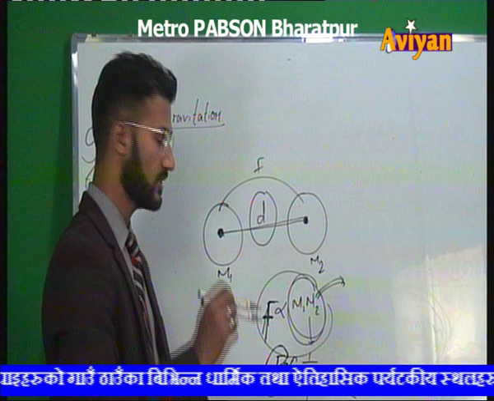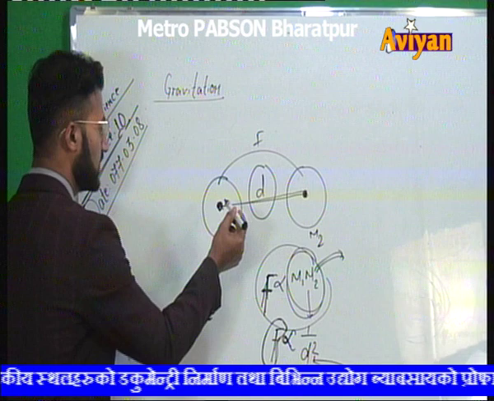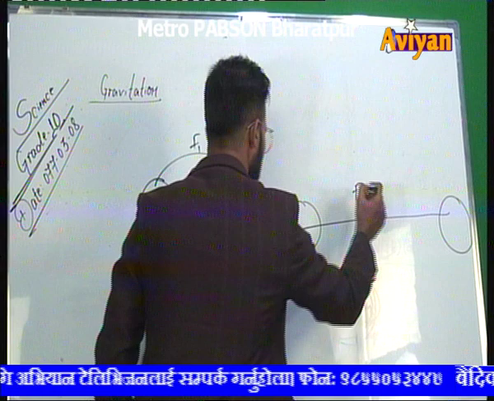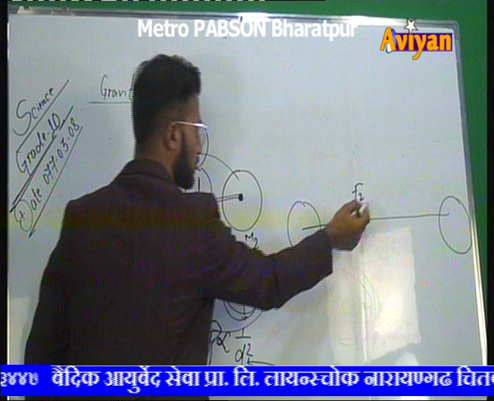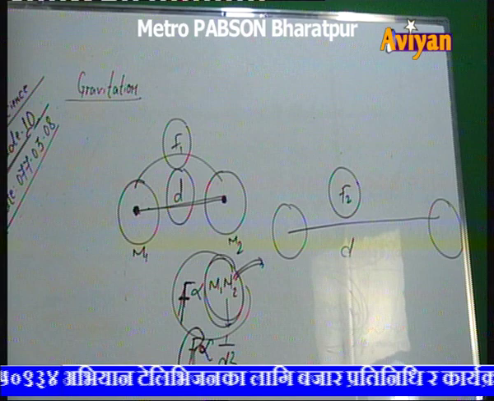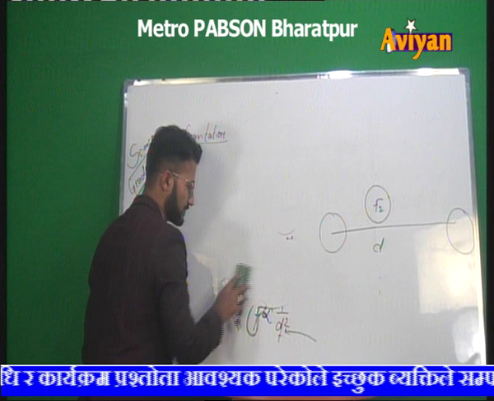I mean to say, if these two bodies are kept at double the distance, like this, see, this is the force F1, this is the force F2. The force of gravitation here would be quite more than the force of gravitation here, because the distance is quite more. So the farther the bodies are, the lesser would be the force of gravitation. This is Newton's universal law of gravitation.